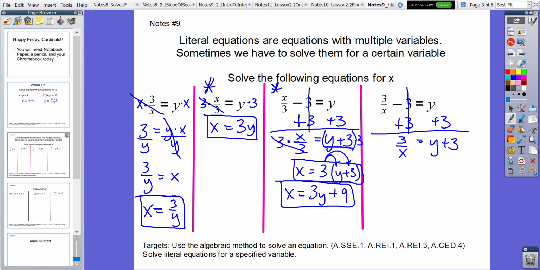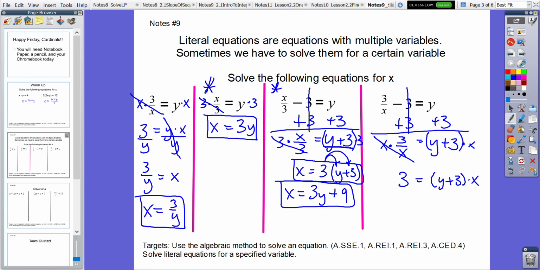Now the process is the same again, just like it was in the previous 3 examples. I want to dig out my variable from the denominator by multiplying by x. And then once again, we want to recognize that y plus 3 is a number because it's the sum of numbers. And x's are going to cancel like before. I'm left with 3 here, and then (y plus 3) times x.